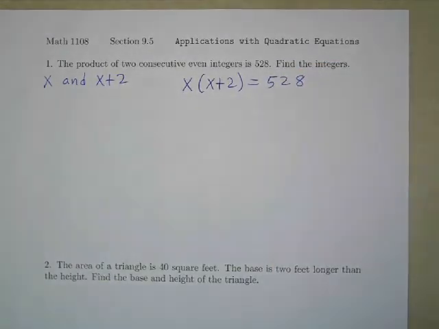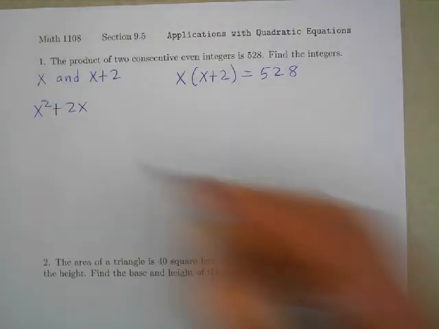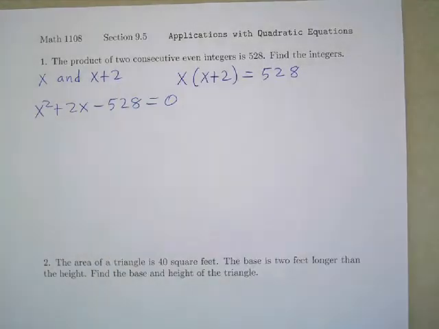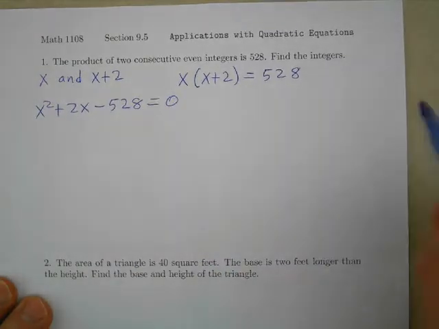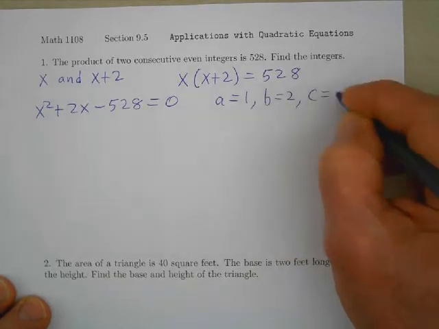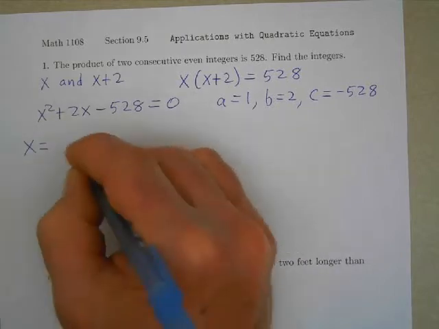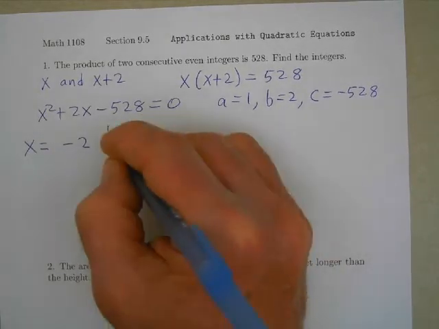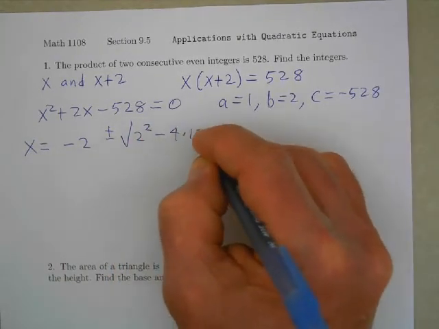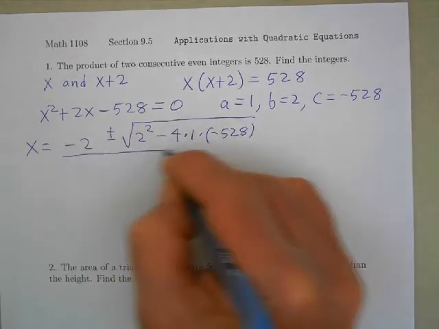So what we have is a quadratic equation, and we can put it in standard form by subtracting 528 from both sides. And then we can use the quadratic formula to solve this. So for this one, a is 1, b is 2, c is negative 528. And then the quadratic formula, we write x equals negative b, negative 2 plus and minus the square root of 2 squared minus 4 times 1 times negative 528. And this is all divided by 2 times 1.